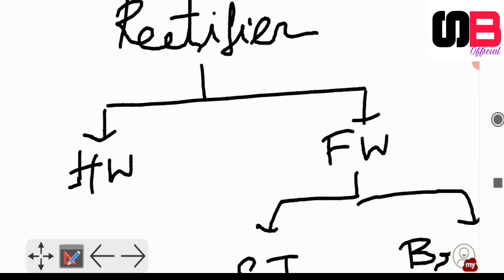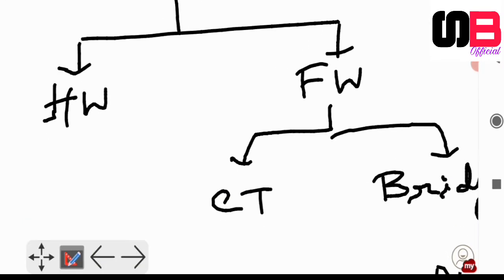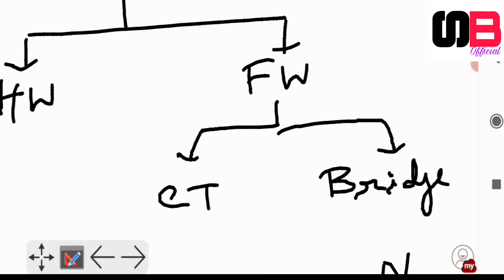In rectifiers, there are two types: one is the half wave rectifier and the other is the full wave rectifier. The full wave rectifier is classified into two groups: one is the center tap and the other is the bridge type.